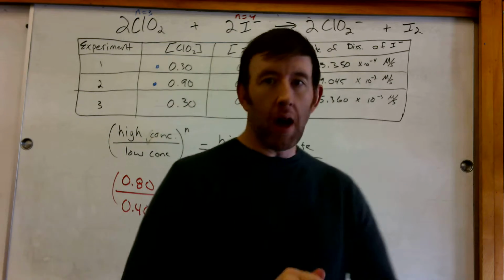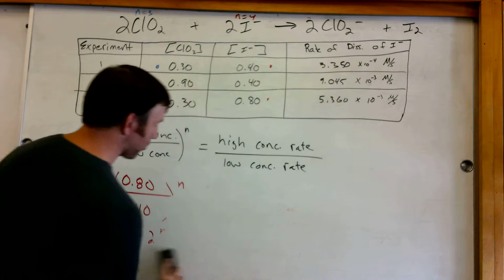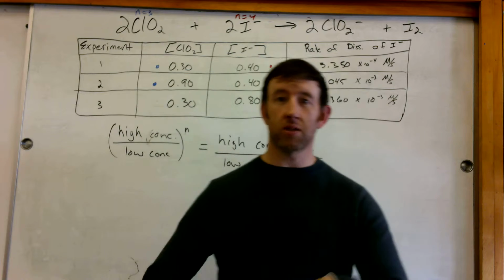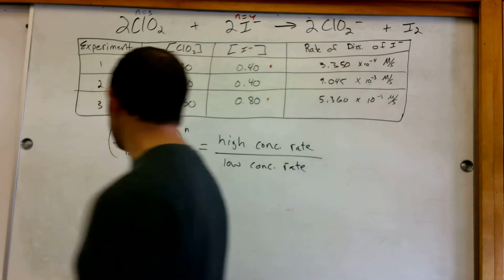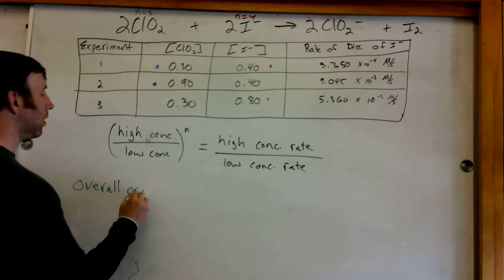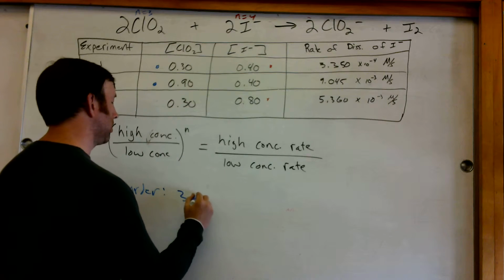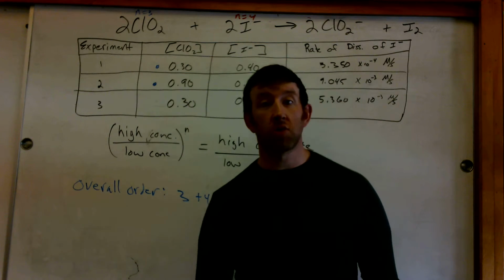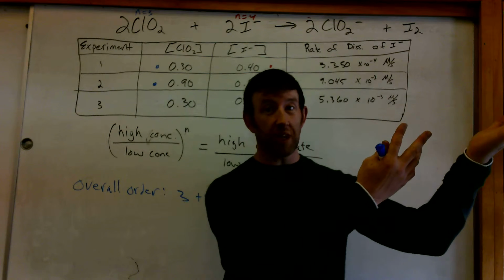Okay? Now, one thing that we also have to look for is, now that we have two reactants and we know the order with respect to both of those reactants, what's our overall order for this reaction? That's pretty simple. The overall order is just the individual orders added together. So I'm going to go 3 plus 4 equals 7. So doubling the concentration of both reactants would bring our order up to 7.